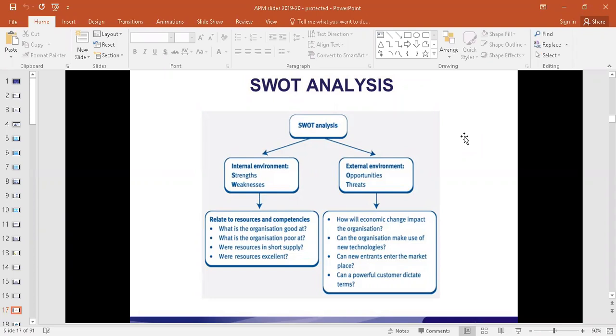So the first force is the threat from the new entrants. In the external environment, when a new entrant is trying to enter into the market, what kind of threat or opportunity is present for them? All the opportunities and threats that exist in the external environment have to be clearly understood. That's SWOT analysis.